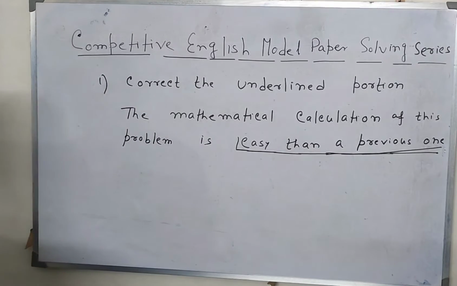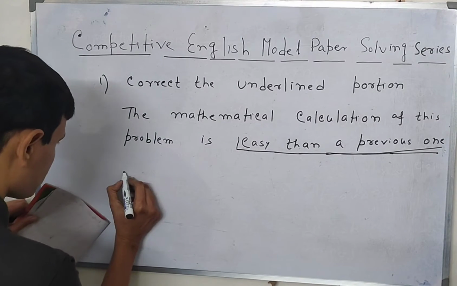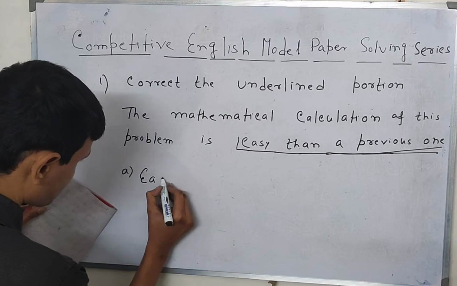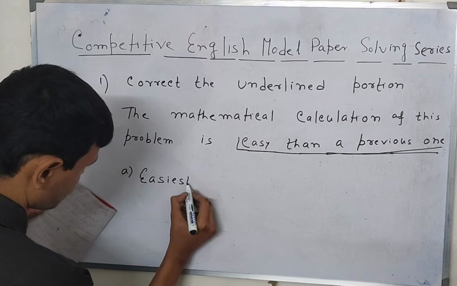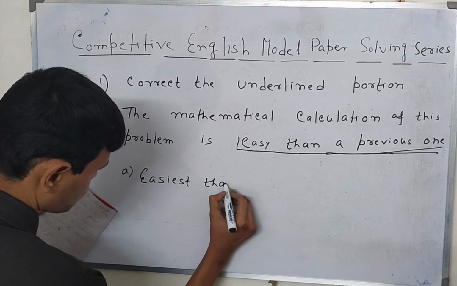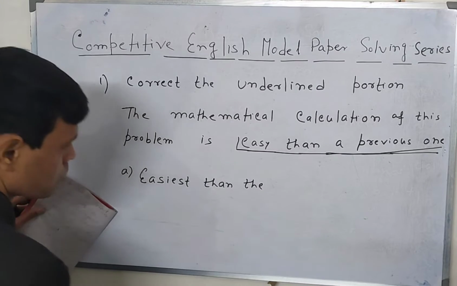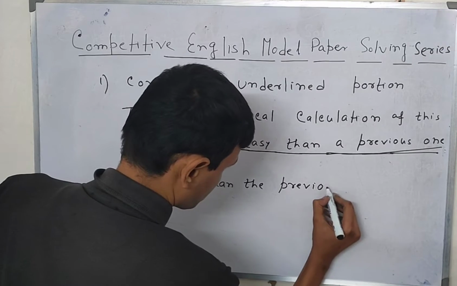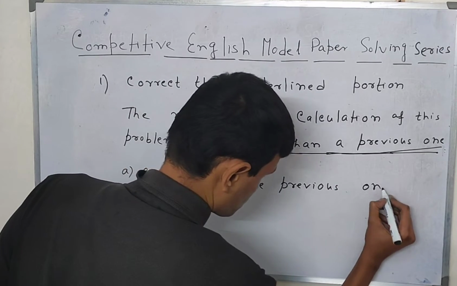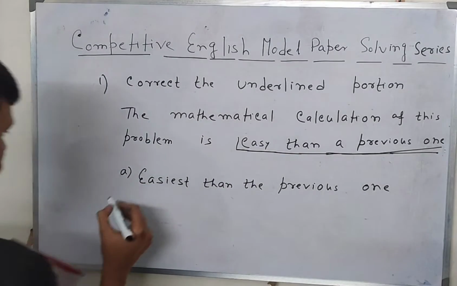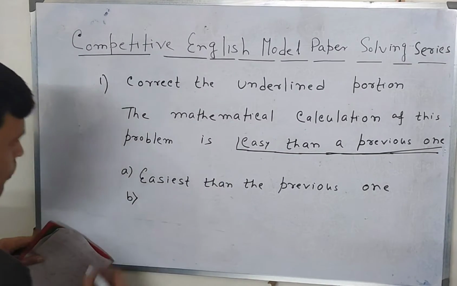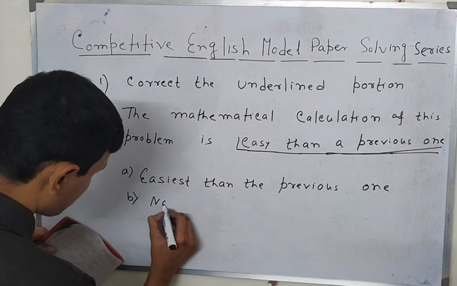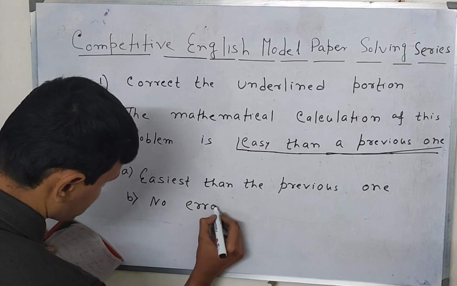Now there are 4 options. The options are: easiest, than the previous one, second option or option number B, no error. If no error is there, then this will be the answer.